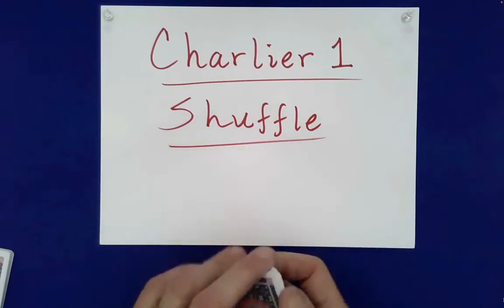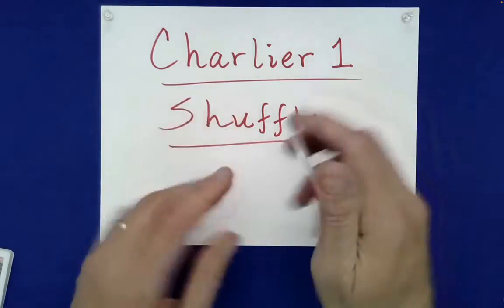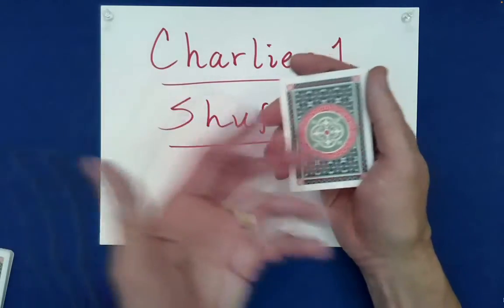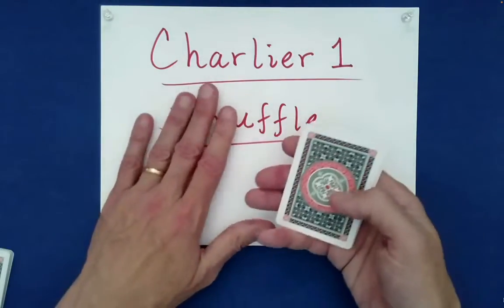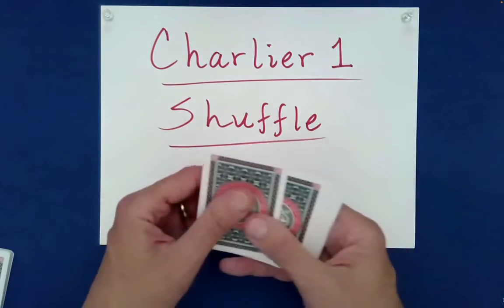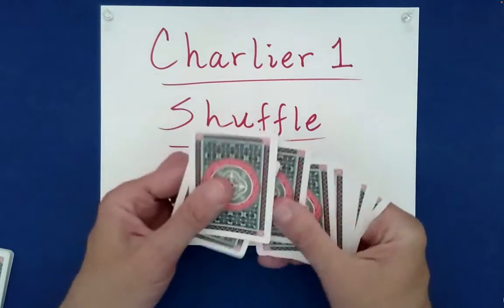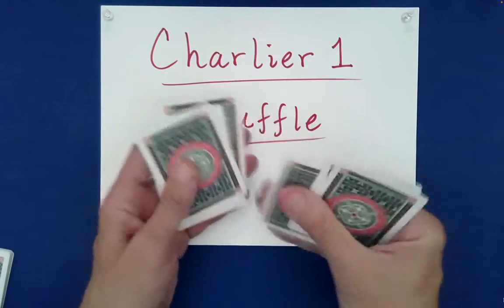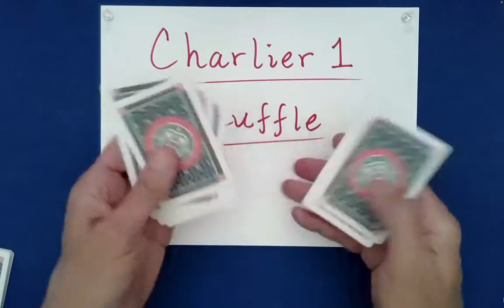Well, if this is a 50% cut, it's going to move those top 6 red cards to the bottom. That's all it's going to do. So let's do a Charlier 1. Top to bottom, bottom to top, top to bottom, bottom to top, top to bottom, bottom to top, top to bottom, bottom to top, bottom to top, top to bottom.